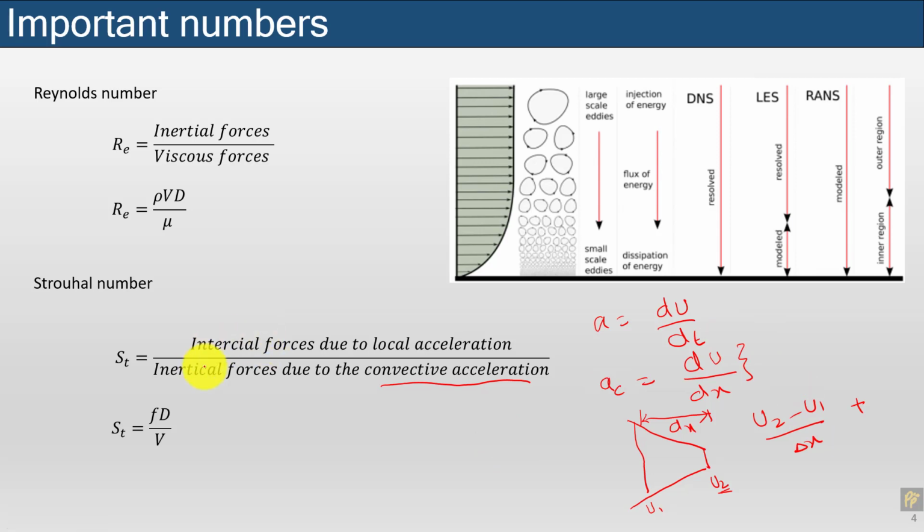And in simple definition, the Strouhal number is frequency times diameter, divided by velocity. If you're taking the cylinder here, this is the diameter, the frequency is the frequency of the vortex shedding behind the cylinder, and the velocity is the incoming free stream velocity.